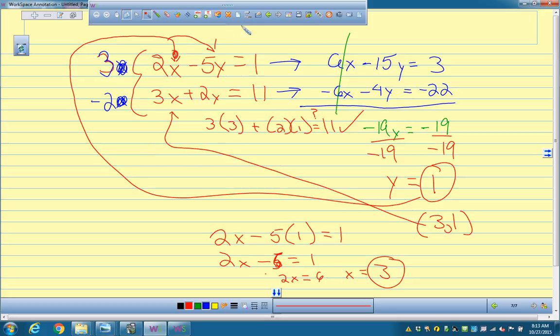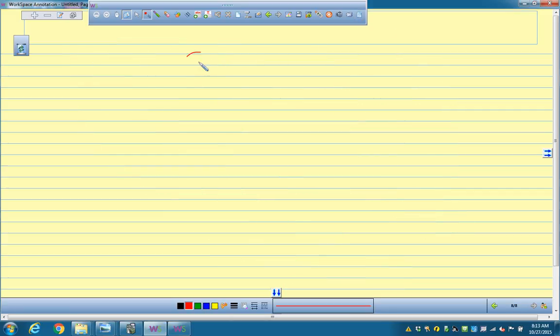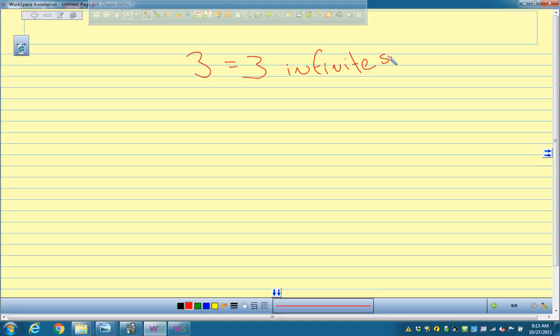Last thing, I just want to talk about one more very last thing, okay? If you solve a system of equations, and you end up with something like 3 equals 3, do you know what that means? It means there's infinite solutions. Okay, infinite solutions means it's the same line. Okay, same line. If you end up with something like 0 equals 2 or something like that, what does that mean? There's no solution, and that means they're parallel lines.